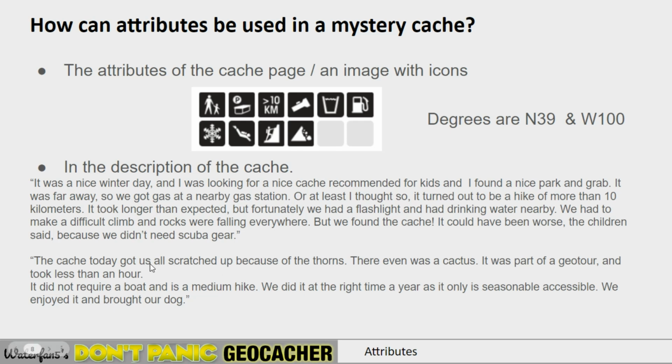The bottom one has a different set of icons or attributes, but it refers to still the attributes of the geocaching.com website. So the top 2 is kind of like the same puzzle, only one is with icons, one is with words, while the bottom one is only with words, but uses a different mechanism. So here it talks about thorns. Here we have that cactus attribute, geotour, less than an hour, boat, medium hike. So all of them are pretty innocent looking descriptions, but combined they will give you a coordinate.